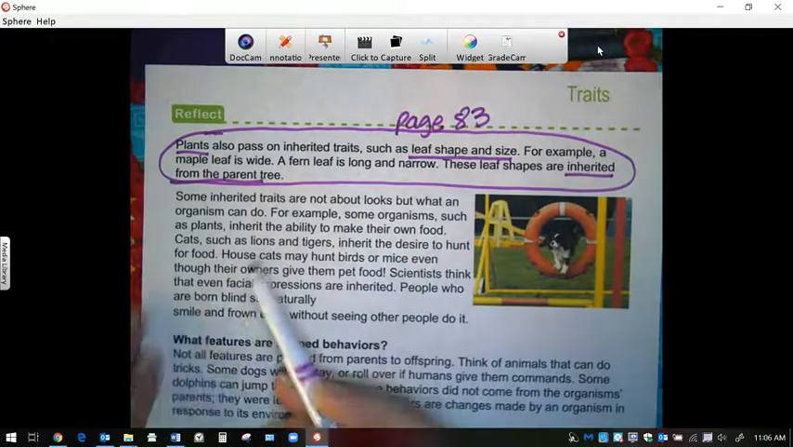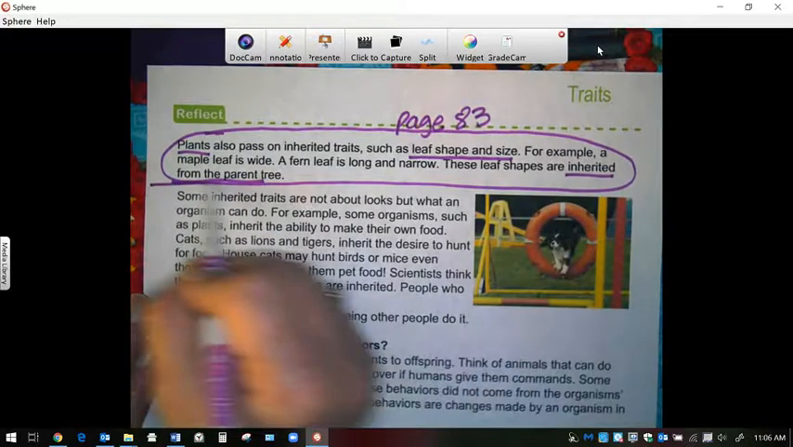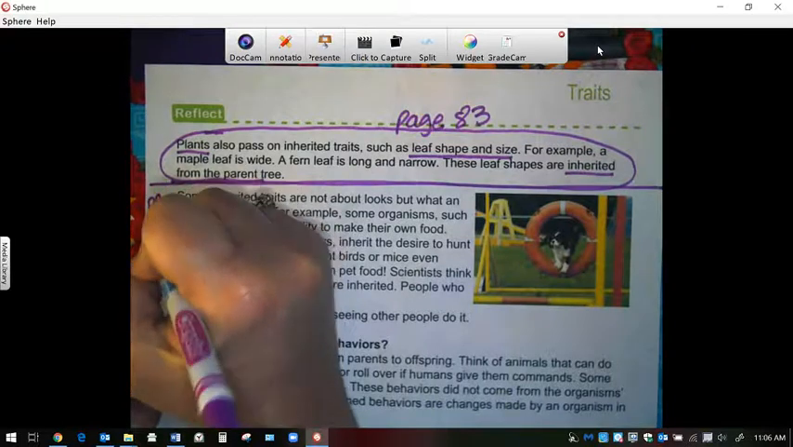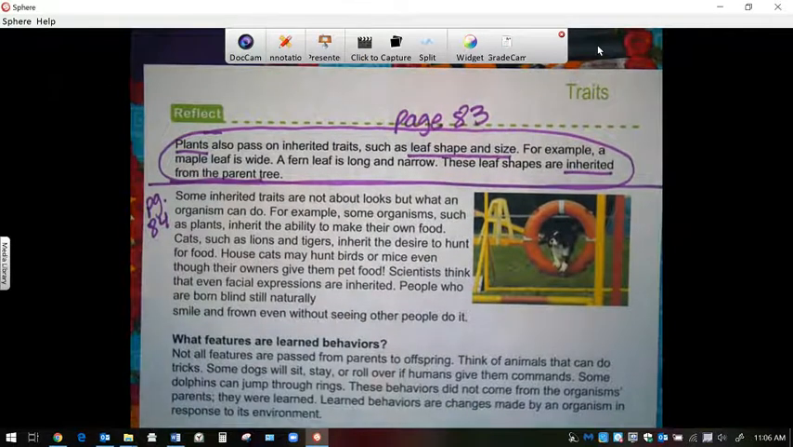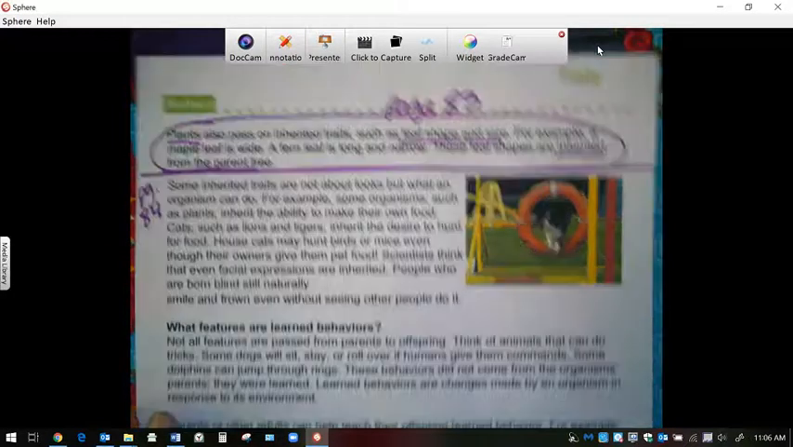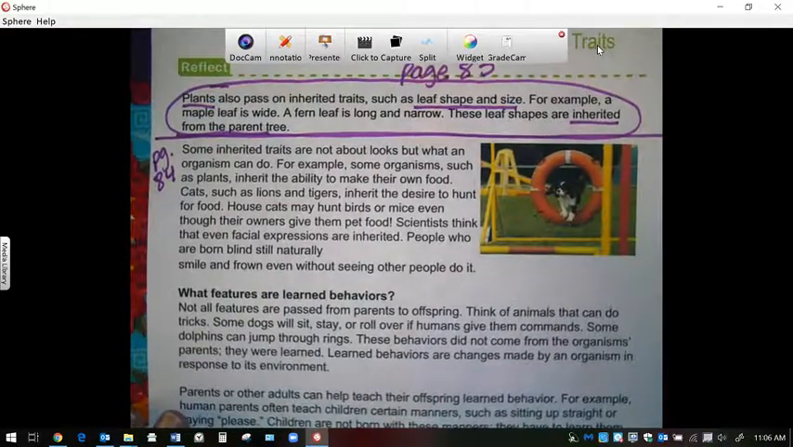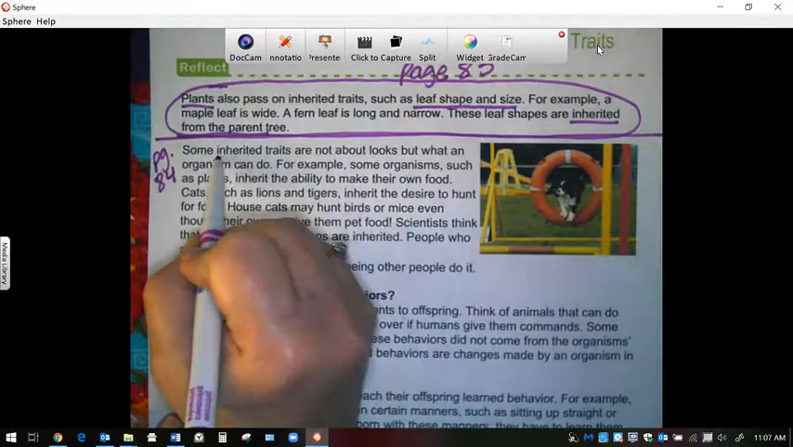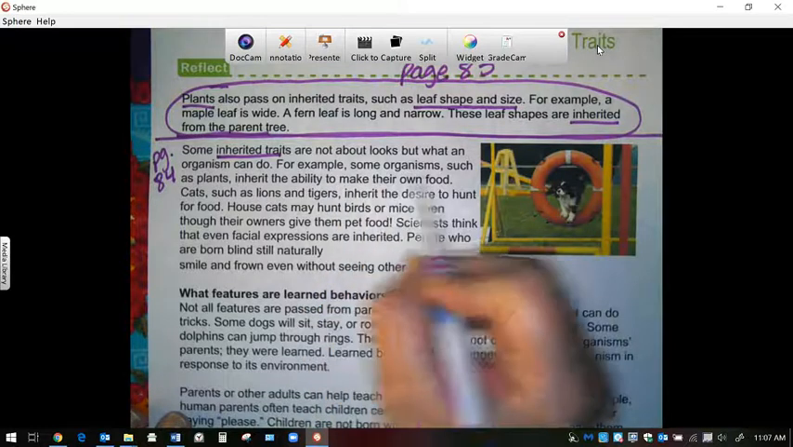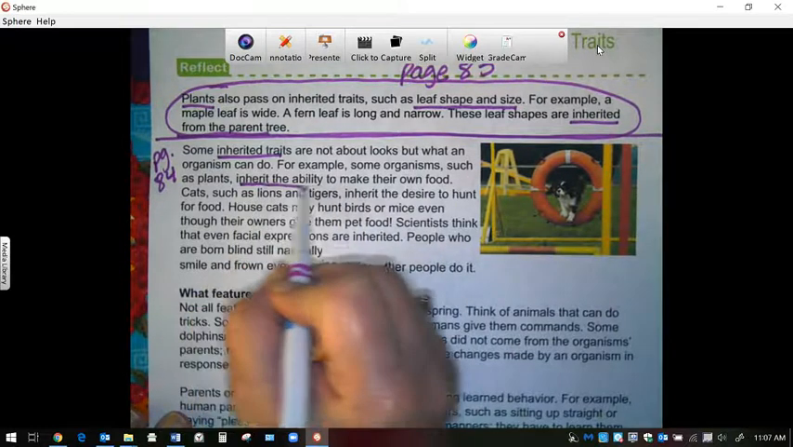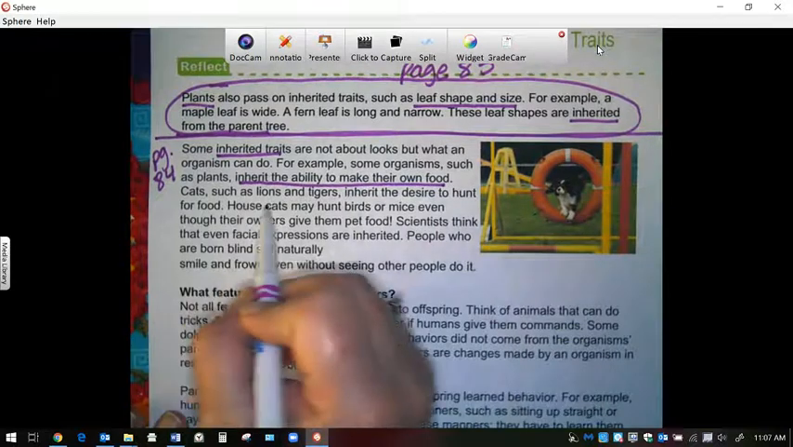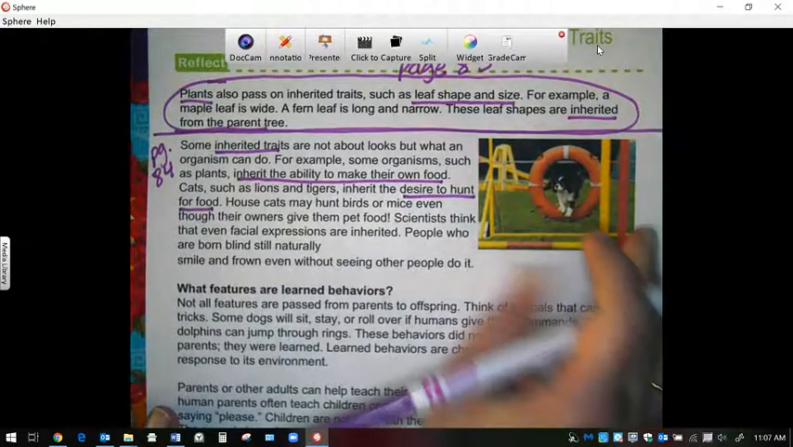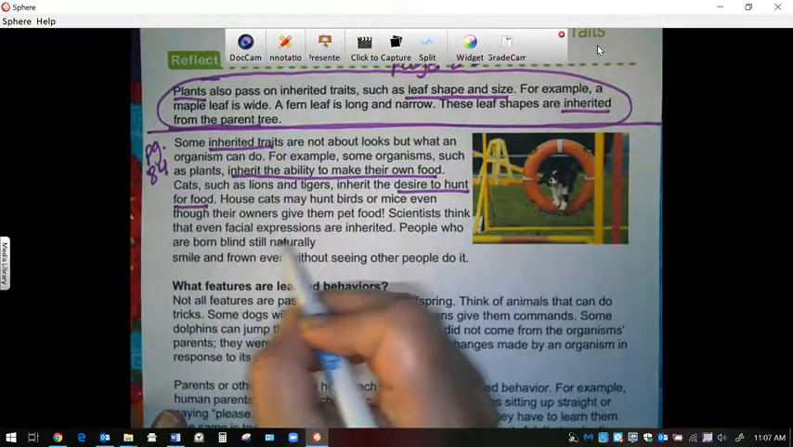Okay, now you're going to be turning the page, and this starts page 84. So if you can turn to page 84. All right, some inherited traits are not about looks, but what an organism can do. For example, and these are still inherited traits, some organisms, such as plants, inherit the ability to make their own food. Cats, such as lions and tigers, inherit the desire to hunt for food. House cats may hunt birds or mice even though their owners give them pet food.